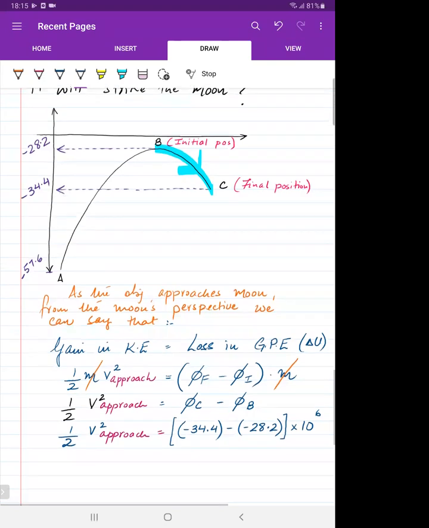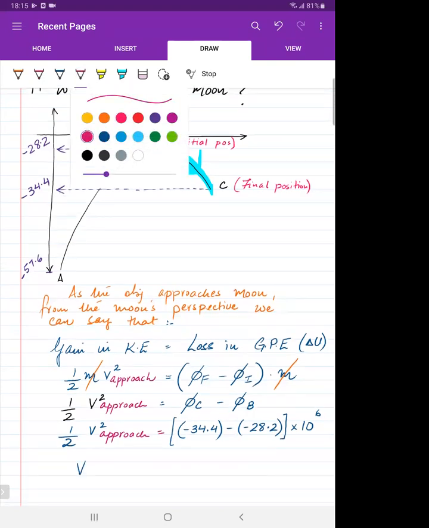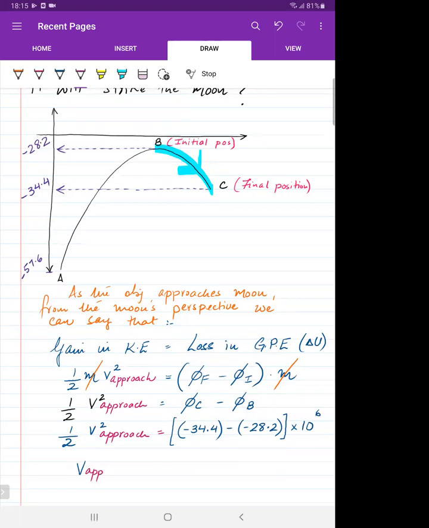और I believe आयशा ने answer निकाल लिया था. So the approach velocity as it strikes the moon's surface will be. मैं आयशा वाला answer लिख देता हूँ. I'm pretty confident. Okay, आयशा का 3521 आ रहा है.